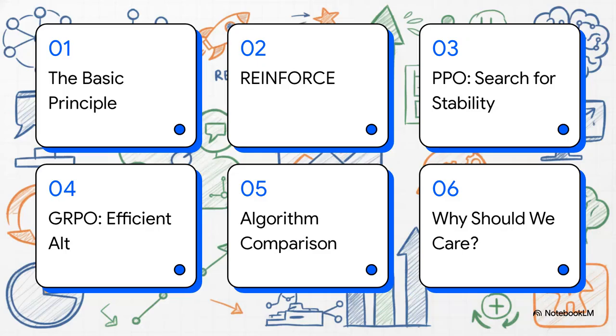So here's the plan. We'll kick things off with the basic idea of how an AI even learns in the first place. Then we'll walk through three super important algorithms: REINFORCE, PPO, and GRPO. After that, we'll put them side by side and finally talk about why any of this actually matters.